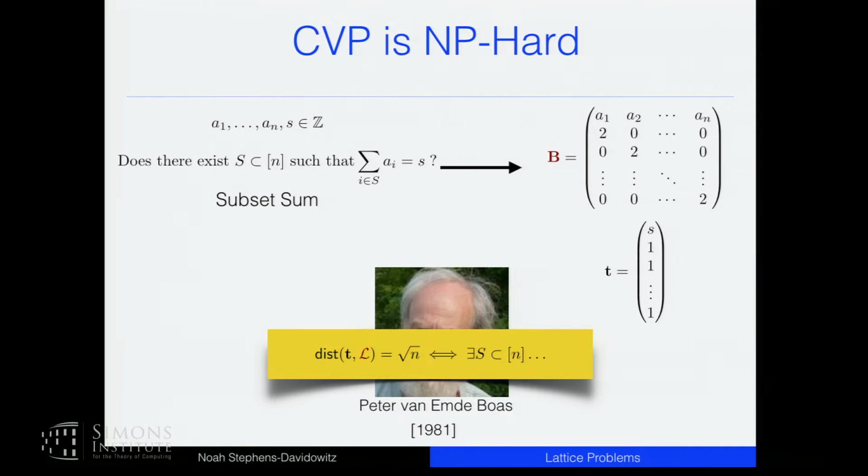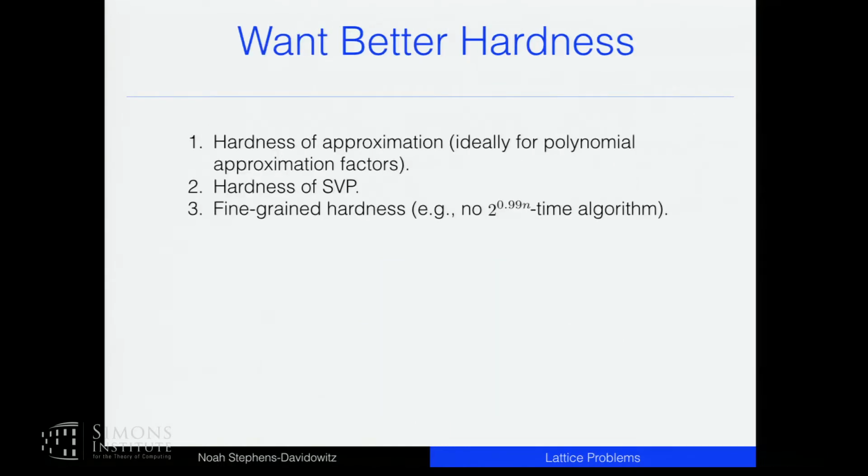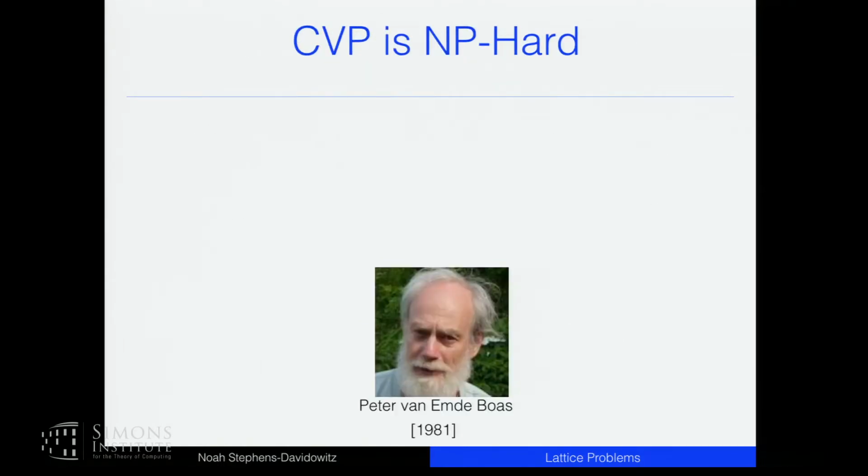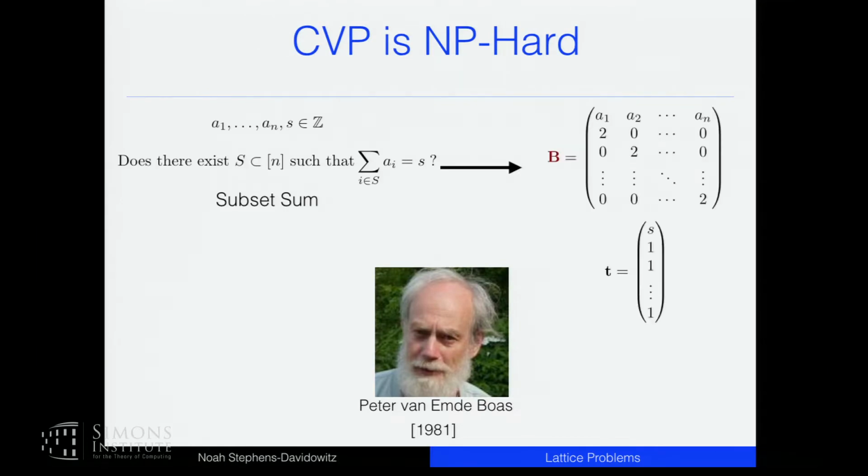If there's a solution to the subset sum, then that gives you a 0,1 vector in this lattice that's at distance exactly square root n away, right? It'll have some zeros and ones in these coordinates, and it'll have exactly s up here. But any other vector that doesn't satisfy those exact requirements will be at distance larger than square root n away. Make sense? So this reduction is actually from 2001.